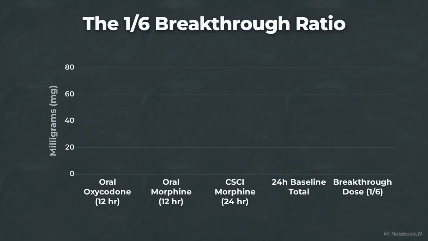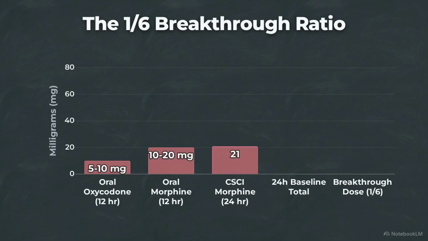When initiating strong opioids for an opioid-naive patient, the protocol sets specific baseline parameters. Orally, this starts with prolonged-release oxycodone at 5 to 10 milligrams, or morphine at 10 to 20 milligrams every 12 hours. If the patient is unable to swallow, clinicians transition to a continuous subcutaneous infusion using a syringe driver to deliver 20 to 30 milligrams of morphine over a 24-hour period.